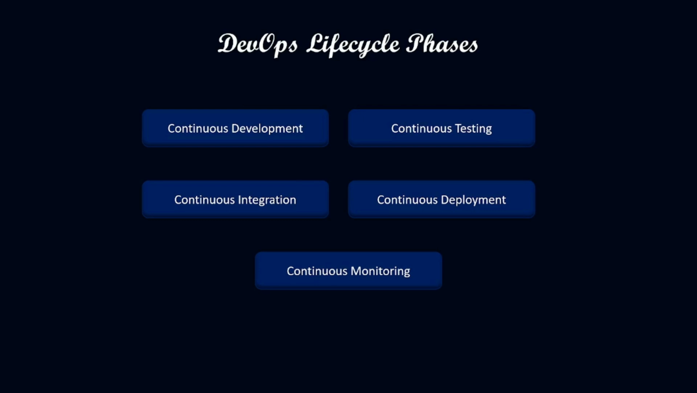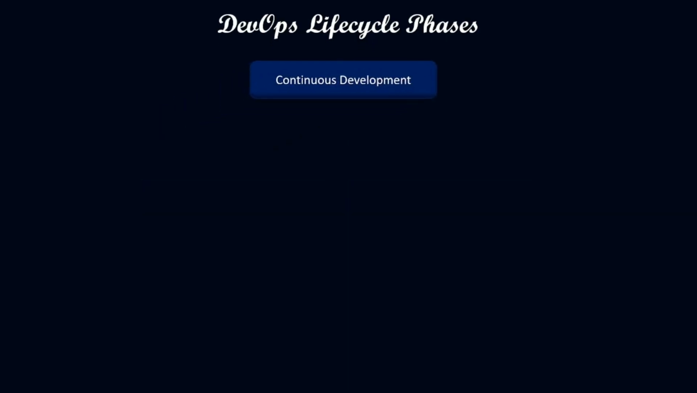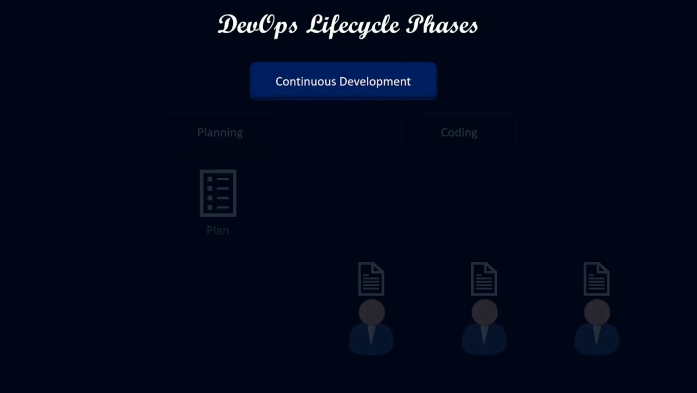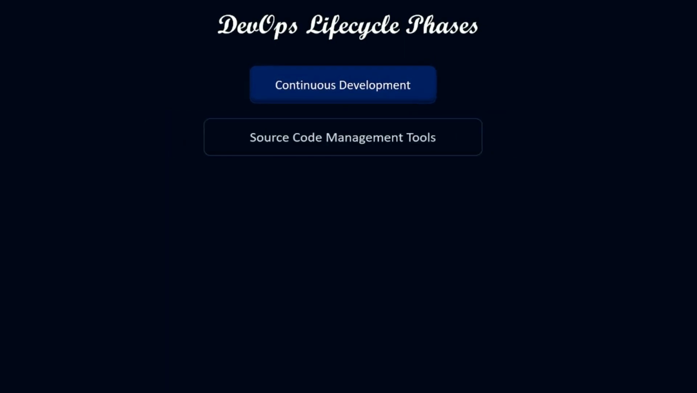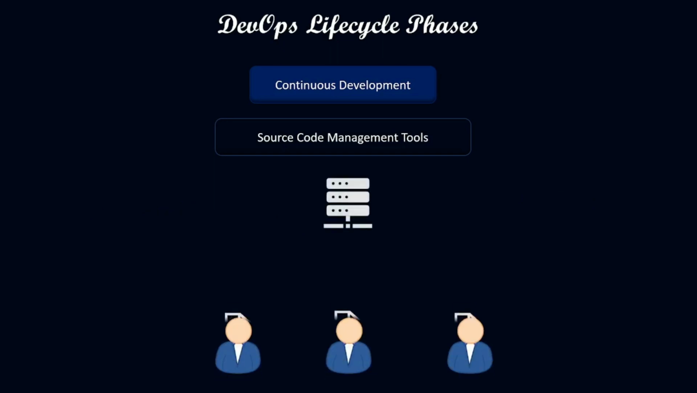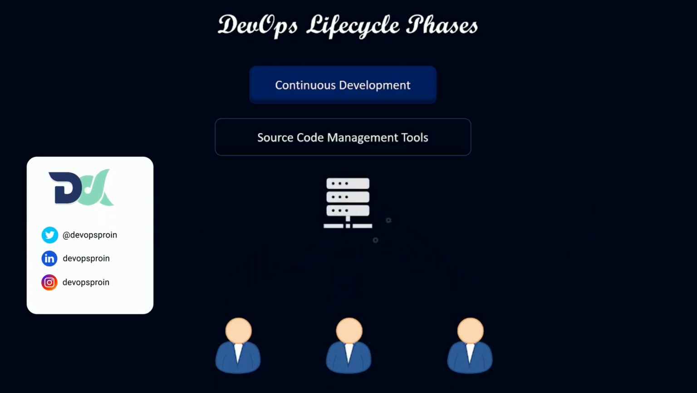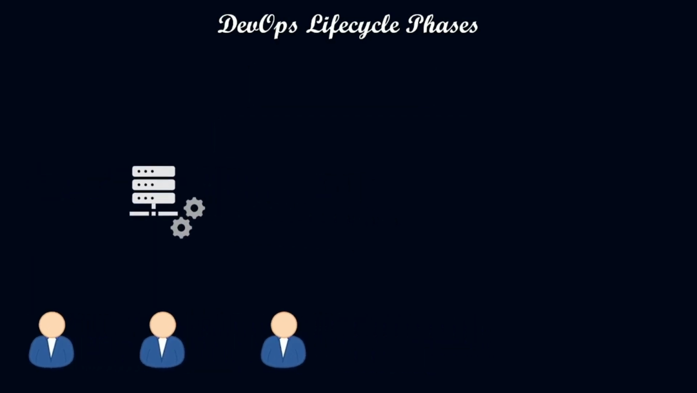The first phase is continuous development, where we focus on the planning and coding of the software. Developers start coding according to the software's plan. In this phase, we don't use any DevOps tools. However, for proper management of source code, we use source code management tools such as Git, Subversion, Bitbucket, etc. Developers complete their code and push it to the central server. After the code is pushed, several levels of testing take place, including code reviews and adherence of coding standards. This concludes our first phase, continuous development.